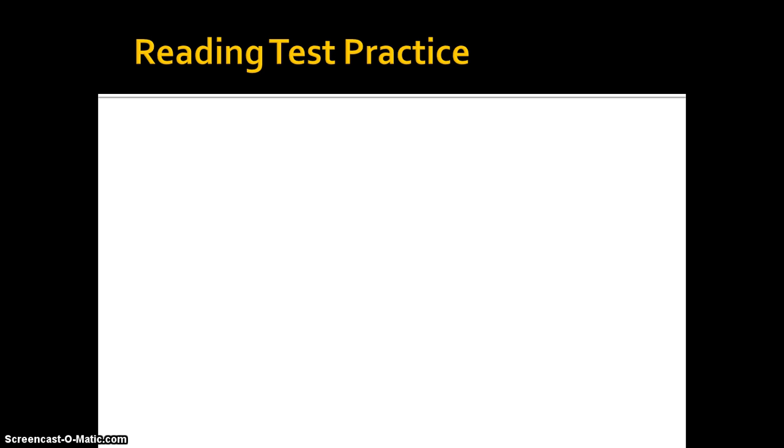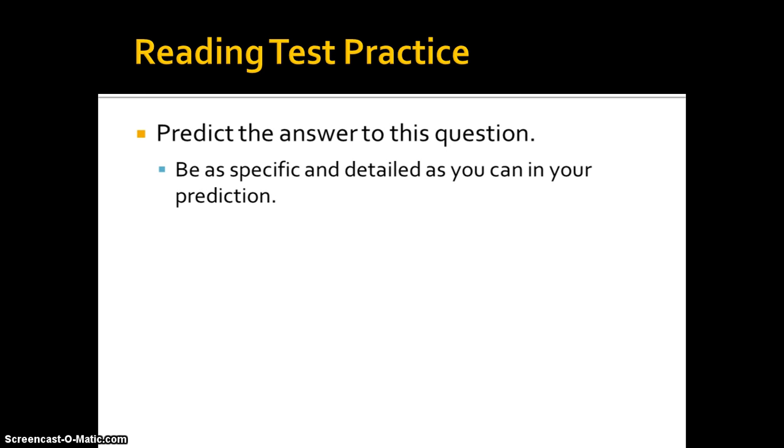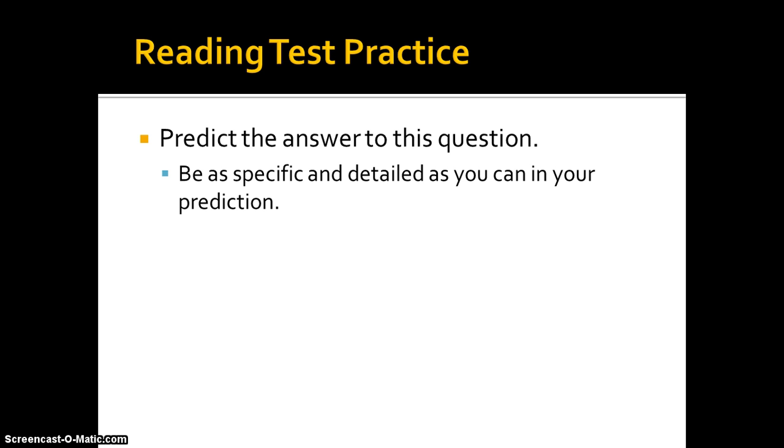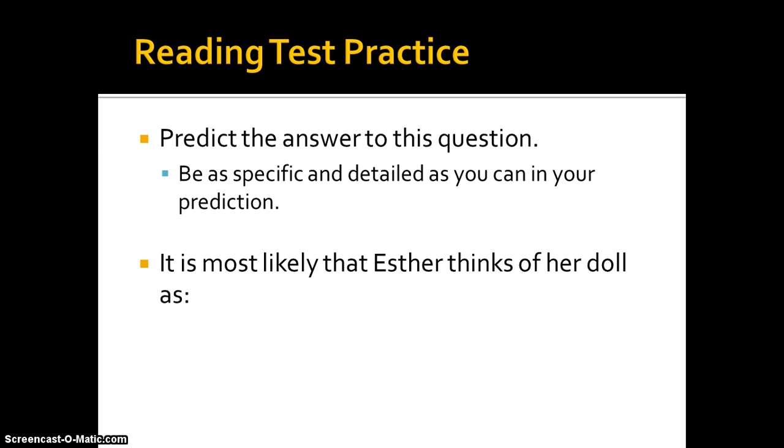Now that you've finished reading and jotting down a couple of notes, we want to read, look for clues, and predict the answer. You don't have to write the predictions down on the ACT, but even in your mind, just predict and be as specific and detailed as you can. So predict the answer to this: it is most likely that Esther thinks of her doll as... How does she view that doll? Be specific, be detailed, write that prediction down. Pause it if you need a moment to think about it.